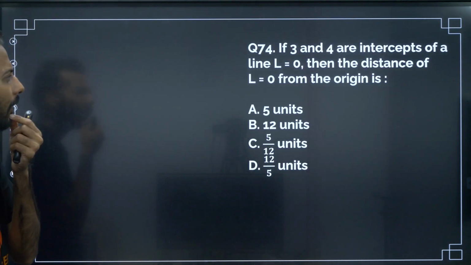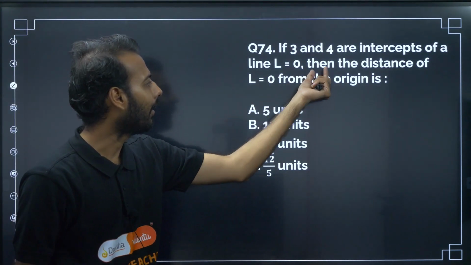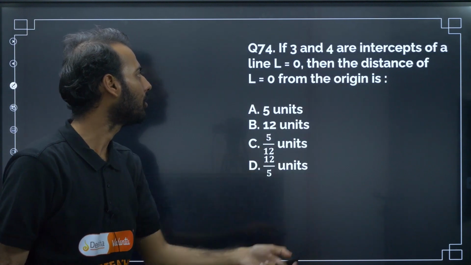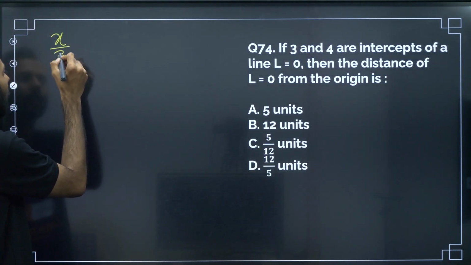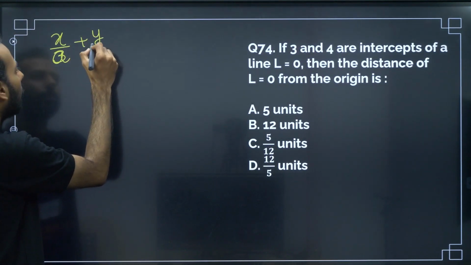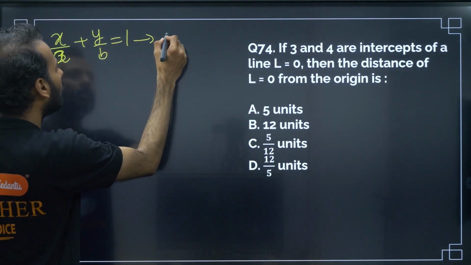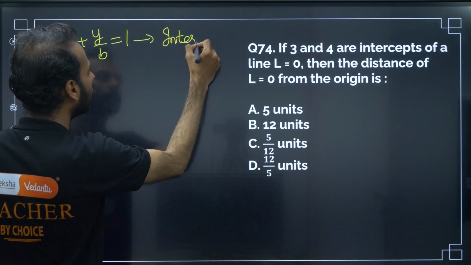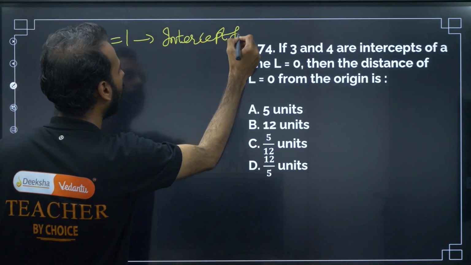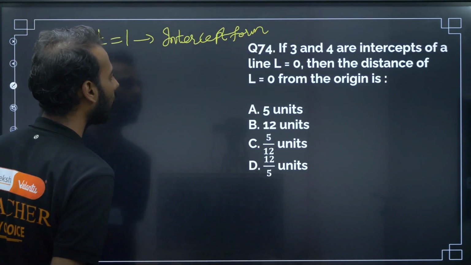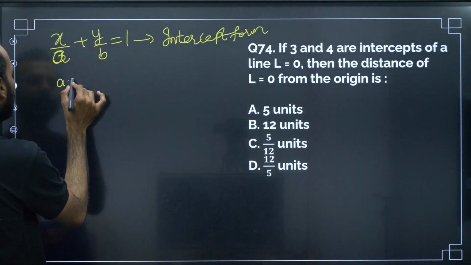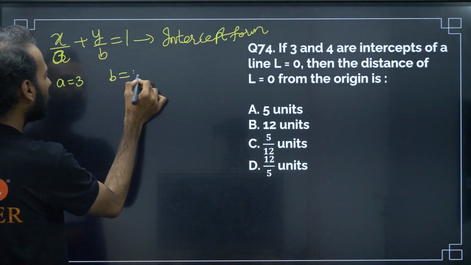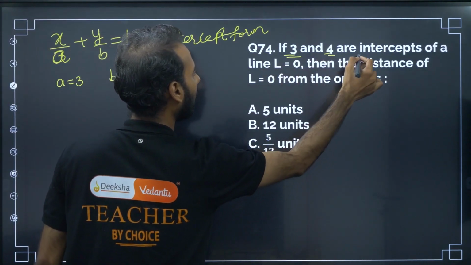Next, if 3 and 4 are the intercepts of a line L, then the distance of L from origin is. Try to recall the straight line concept. x by a plus y by b is equal to 1. This is the intercept form of a straight line. If intercepts, that means a value is 3, b value is 4. 3, 4, they are intercepts.